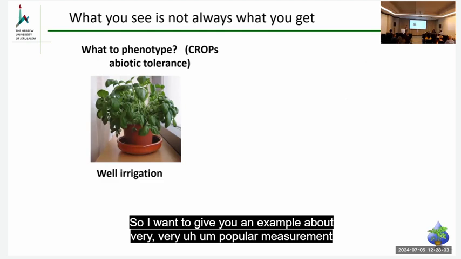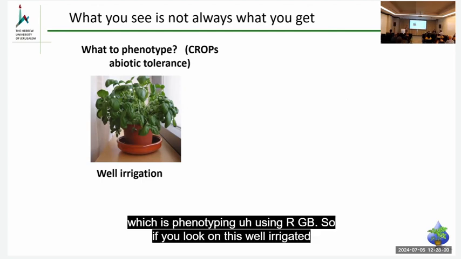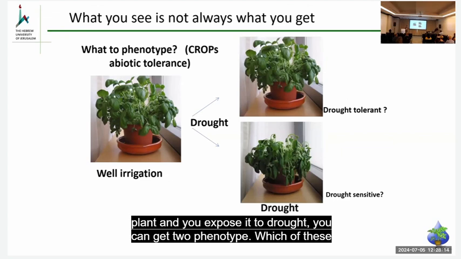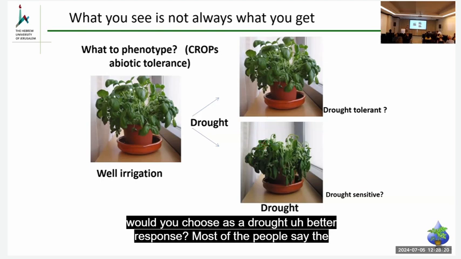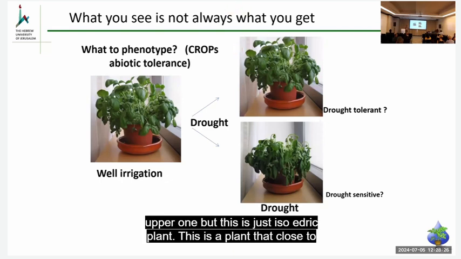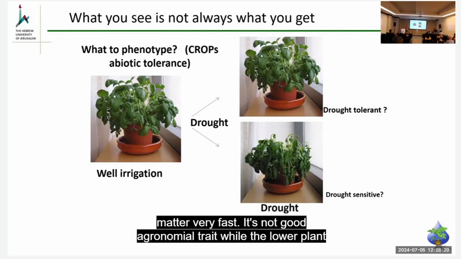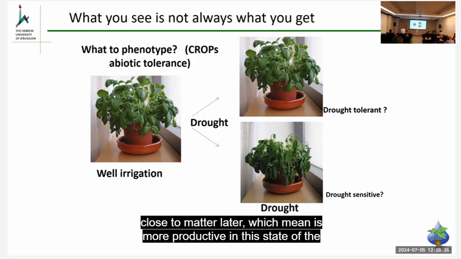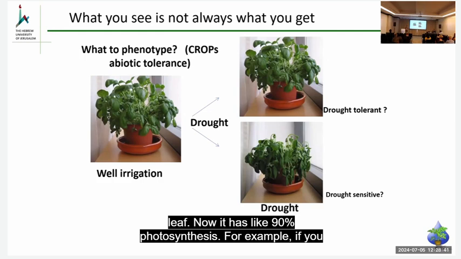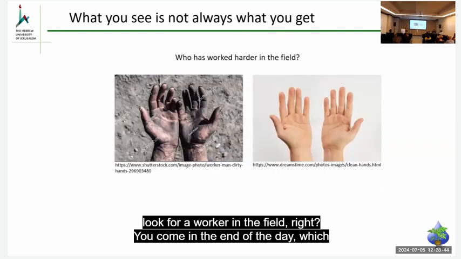So I want to give you an example about a very, very popular measurement, which is phenotyping using RGB. If you look at this well-irrigated plant and you expose it to drought, you can get 2 phenotypes. Which of these would you choose as a better drought response? Most of the people say the upper one, but this is just an isohydric plant. This is a plant that closes stomata very fast. It's not a good agronomical trait. While the lower plant closes stomata later, which means it is more productive. In this state of the leaf now, it has like 90% photosynthesis. For example, if you look for a worker in the field, right?